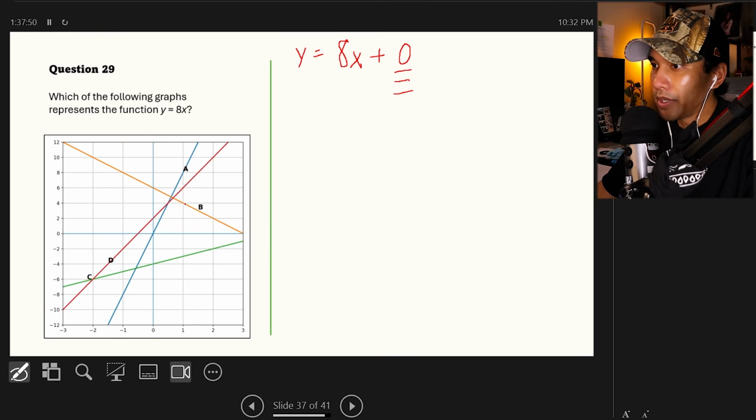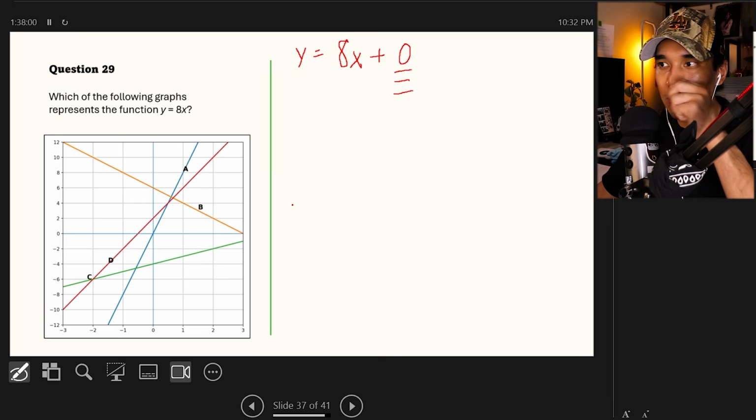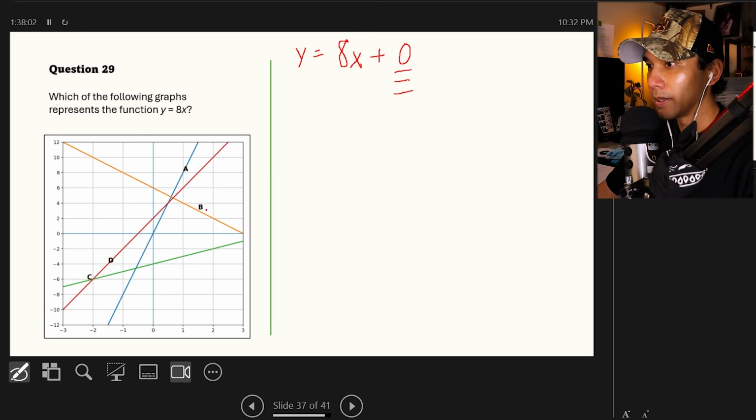A looks like it has to be it because it crosses the origin, which is correct. A will be the correct answer. But let's go look at B. B is the incorrect answer because number 1, it has a negative slope. D could be the answer because it has a positive slope, but it crosses at 2.